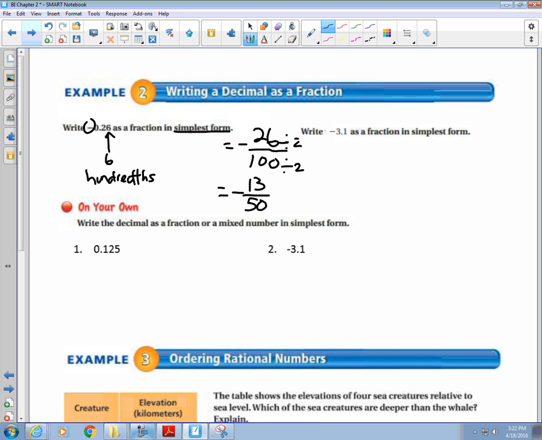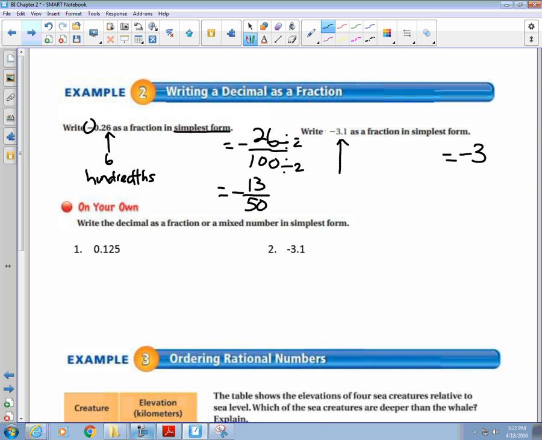Next example is write -3.1 as a fraction in simplest form. So again, I'm looking for any negative signs or whole numbers, and I have both. So I want to make sure that I keep both of those in my final answer. So I get a negative and a 3. And now all I have to do is change this 0.1 into a fraction. So again, I identify my number furthest to the right of the decimal.